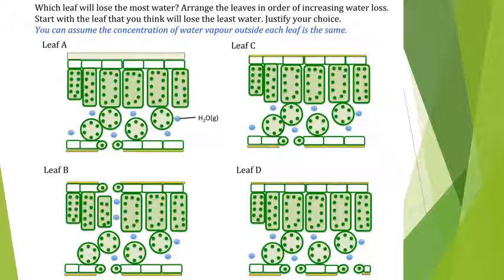The next one is leaf D, because leaf D too has two stomata. Now they're both on the underside of the leaf, so it's a little bit more protected, but at the same time it still has more than leaf C, so it's going to lose more water than leaf C.